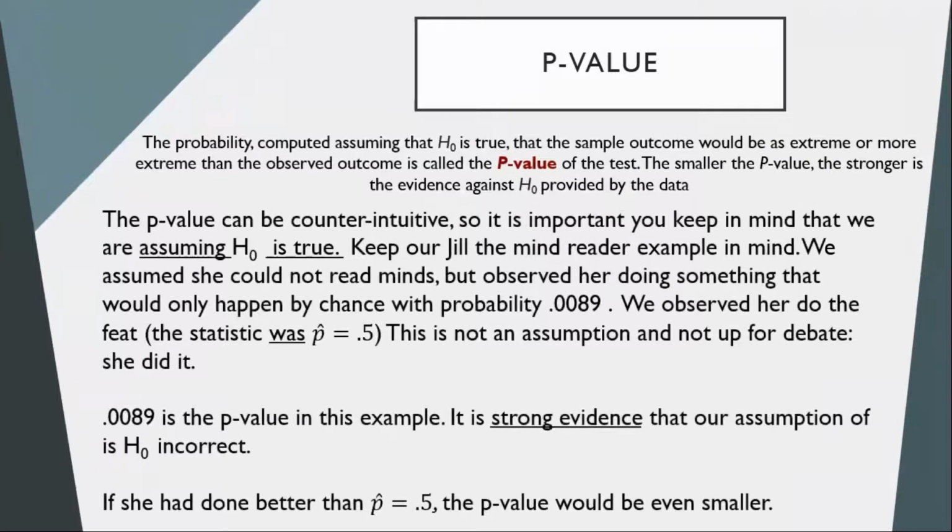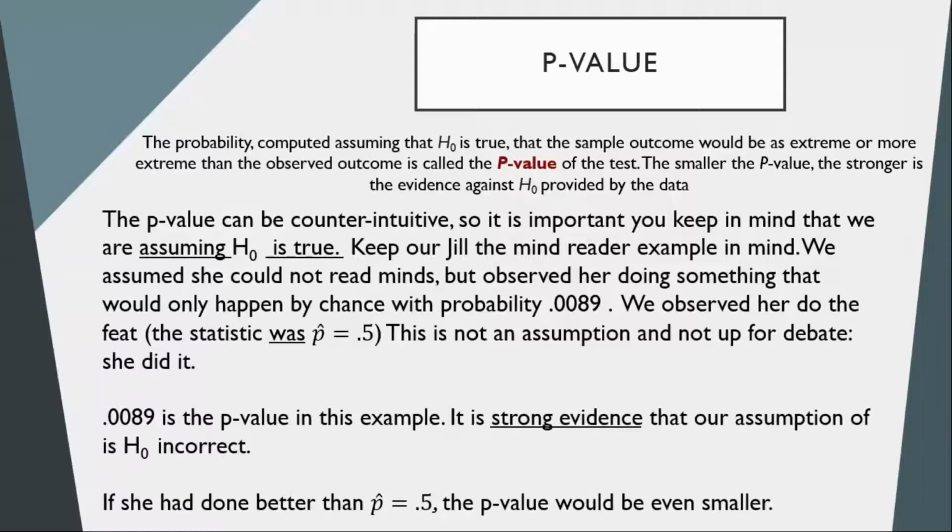And that could be a little counterintuitive, right? But keep the Jill mind reader example in mind. I think it's just really nice to have one concrete example that you carry around with you, so that you can see how this works, right? We assume the null is true. So if we witness something that's really rare, it suggests that the assumption of the null hypothesis was not true.